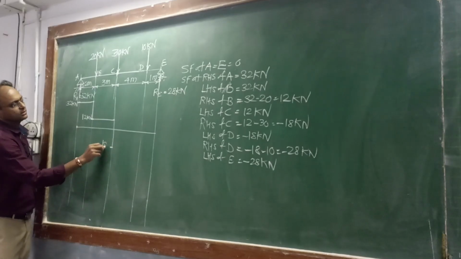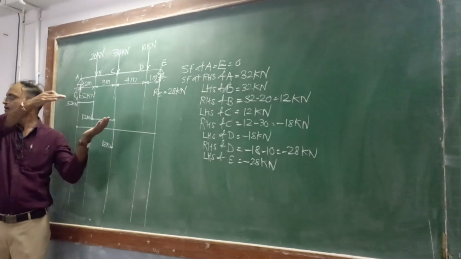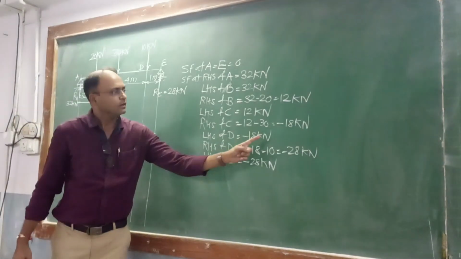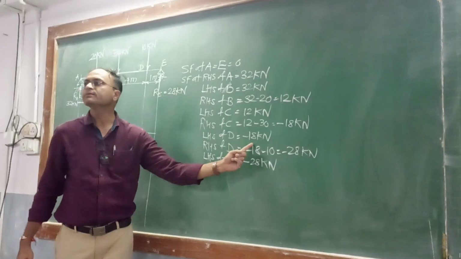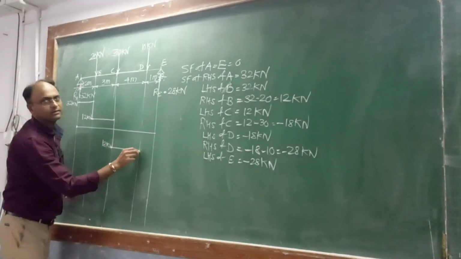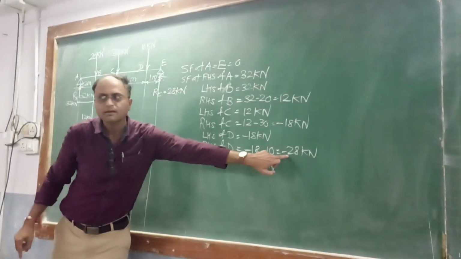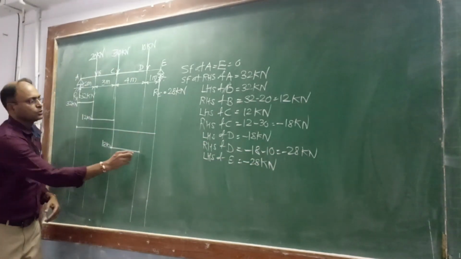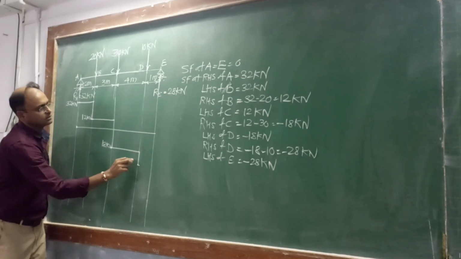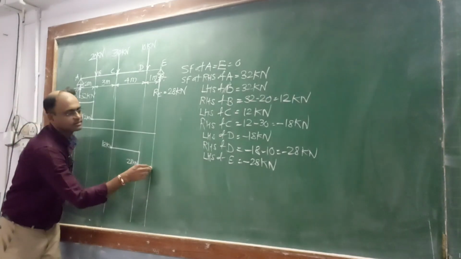Okay, so this is 18. But while writing, don't write the negative sign because we are already plotting it below the 0 line. After this, the LHS of B, the value will remain the same, that is minus 18, and then the RHS of B is minus 28. So we have to go down. Okay, so this is minus 28. From here to here it will remain the same.